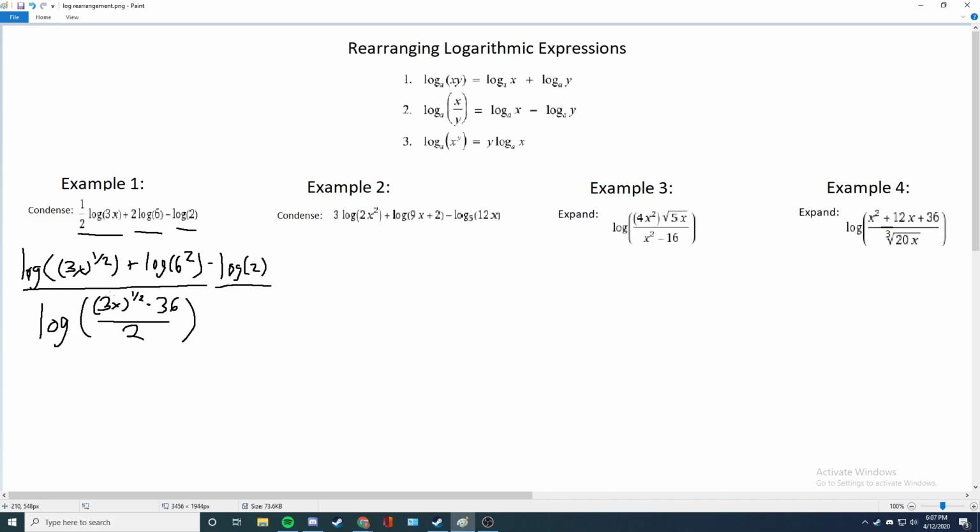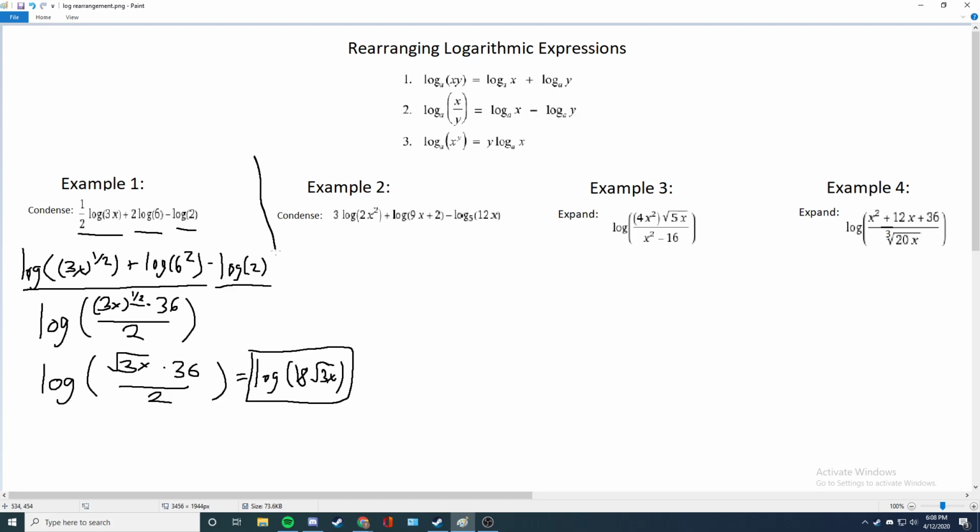3x to the 1/2 power, 1/2 power really means square root. So we've got log of the square root of 3x times 36 divided by 2. And now we can simplify this 36 divided by 2 thing. So we end up with log of 18 times the square root of 3x. And that's the final answer for this example.